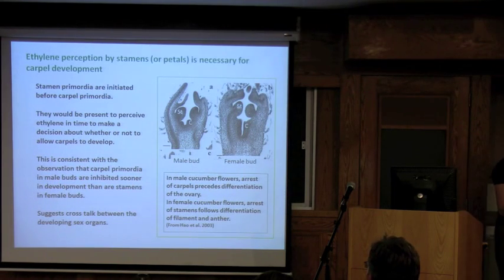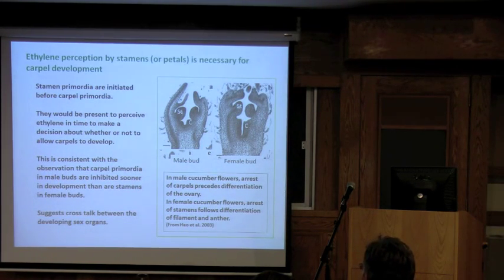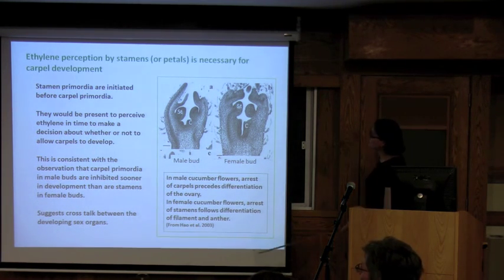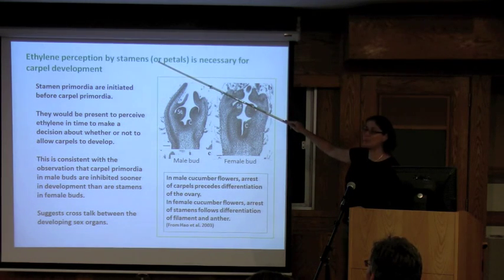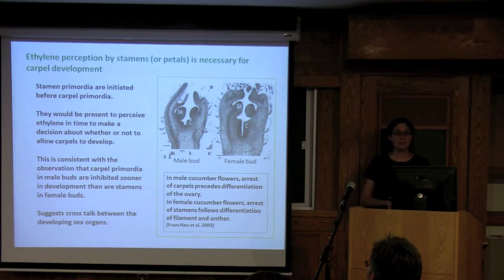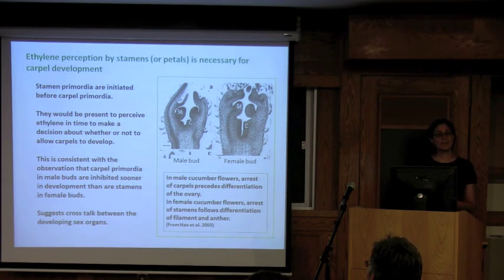So after we were done scratching our heads, going back and retesting all the plants and making sure we hadn't confused which line was which and which had the right promoters, the first conclusion had to be that ethylene perception by stamen or petal primordia is necessary for carpel development. Now this starts to make sense.